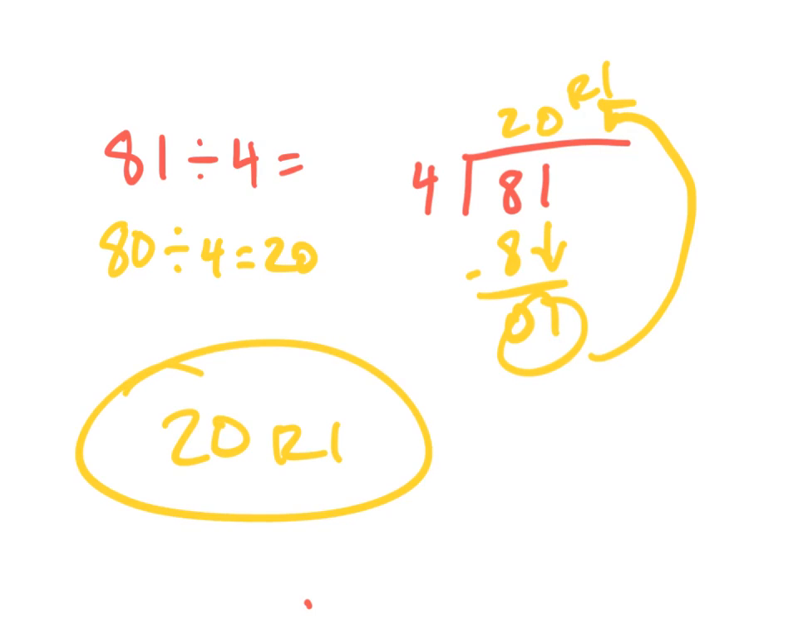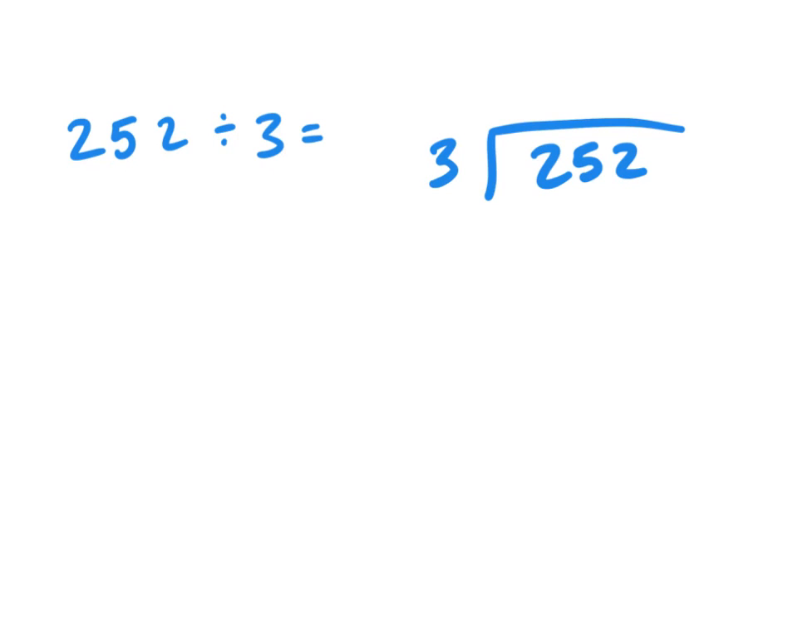And if I wanted to check my work quickly, I could say, okay, 20 times 4 equals 80. And then 80 plus 1 is 81. And that checks out. That gets me back to where I started. All right, come up with an estimate and then solve 252 divided by 3.